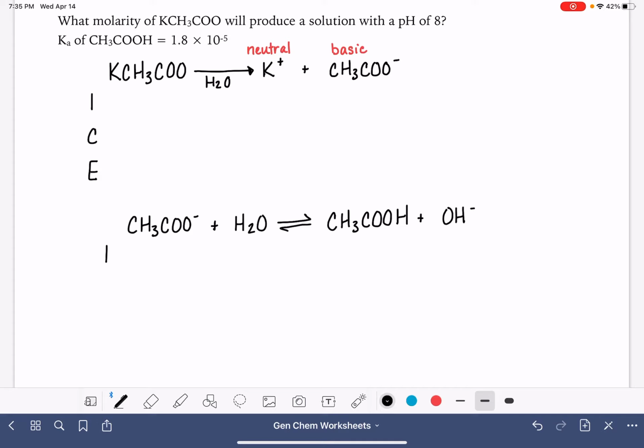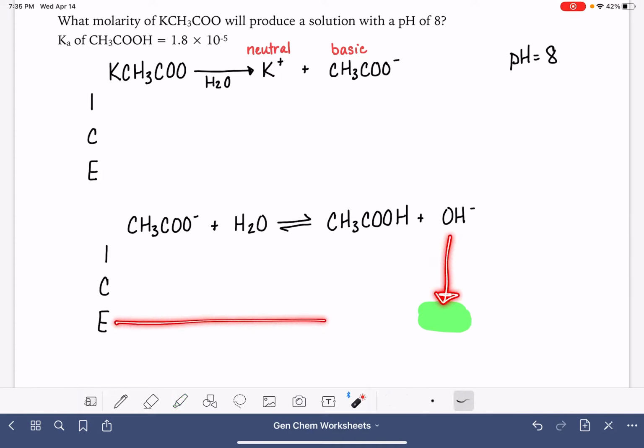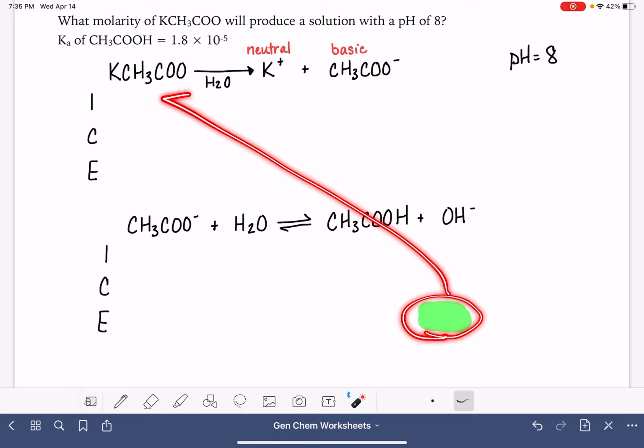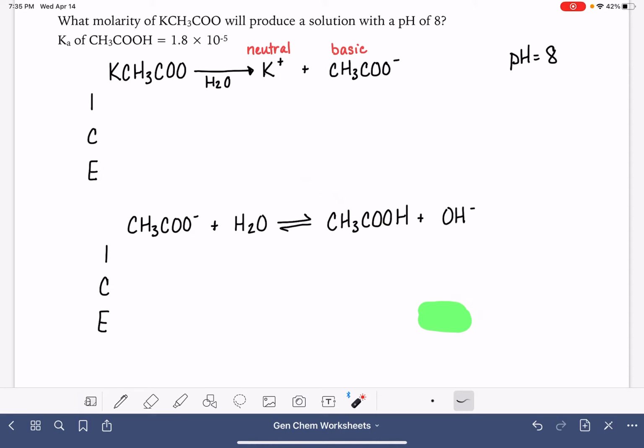So let's get ourselves set up for another ice table. We know that we want our solution to have a pH of 8, and that whole entire pH 8 situation is all coming from the amount of hydroxide that we have in this solution once equilibrium has been reached. So this is the number right here. This is where we're actually going to be starting our ice tables, and we're going to be working our way backwards up to the beginning.